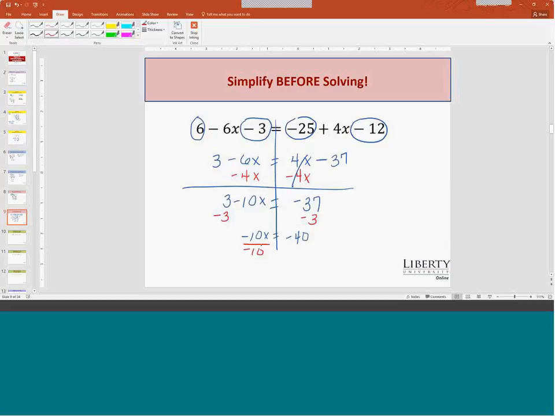Now divide both sides by negative 10 to eliminate the coefficient, and we get x is equal to 4. Now, be careful of your signs. Some positives and negatives will trip you up and probably be the reason for most incorrect answers if we lose track of signs. So when you're subtracting 3 from both sides, remember, this 37 is already negative.